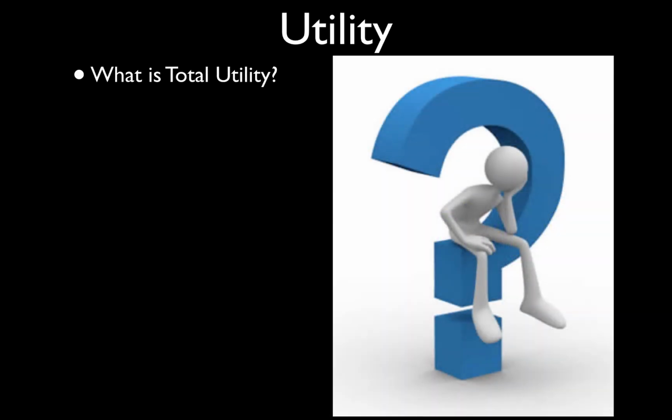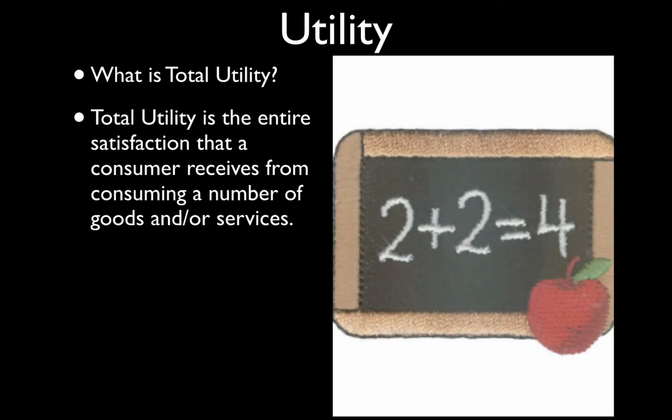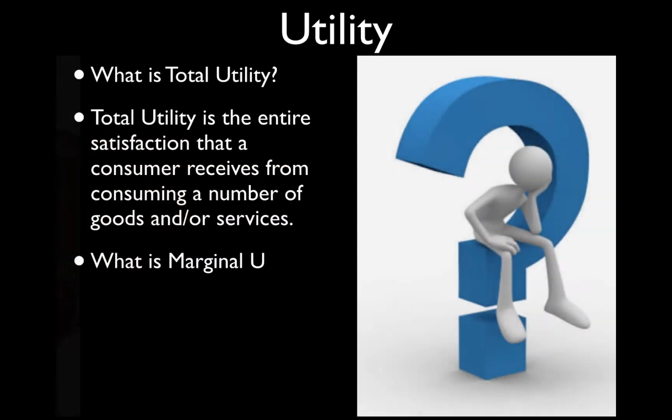Now, the next thing is, what is total utility? Well, total utility refers to the entire satisfaction that a consumer receives from consuming all the goods and services in an hour, day, week, month, year, etc. So when you add up all of the marginal utilities that you got from consuming each good or service in a particular time period, that's total utility, which is just total happiness, total satisfaction.